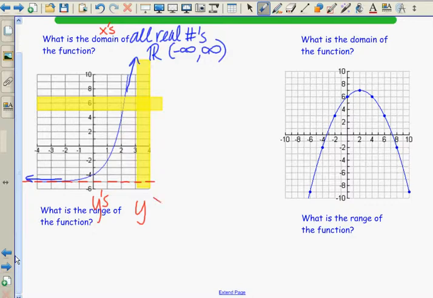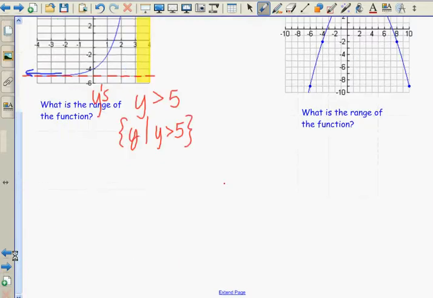So we could say that y's start picking up when y is greater than 5. We will not say greater than or equal to, because that would say that at 5 we're on the graph, but we know that's the asymptote, so take that off. So y is greater than 5. If you were doing true set notation, it would say, here's your set, the set of all y's such that y is greater than 5. That's true set notation, but it really just means y has to be greater than 5.